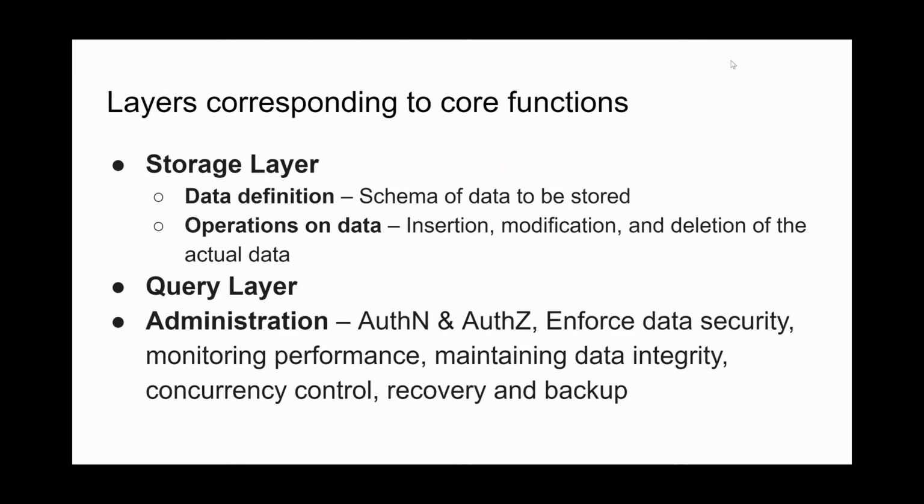Now let's separate these functions into different layers. There should be a storage layer, a query layer, and an administration layer. The storage layer will define the schema of the data to be stored. For example, let's say if you want to store tables, or you want to store key value pairs, or you want to store key object pairs, XML, JSONs, graphs, you need to define what type of data has to be stored.